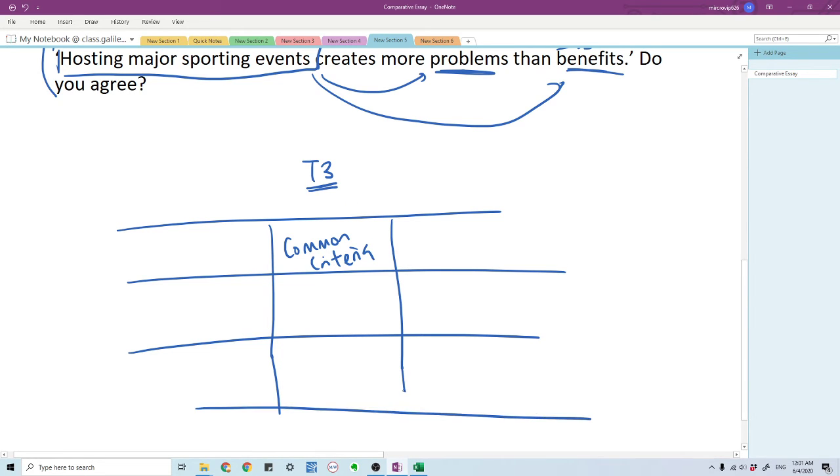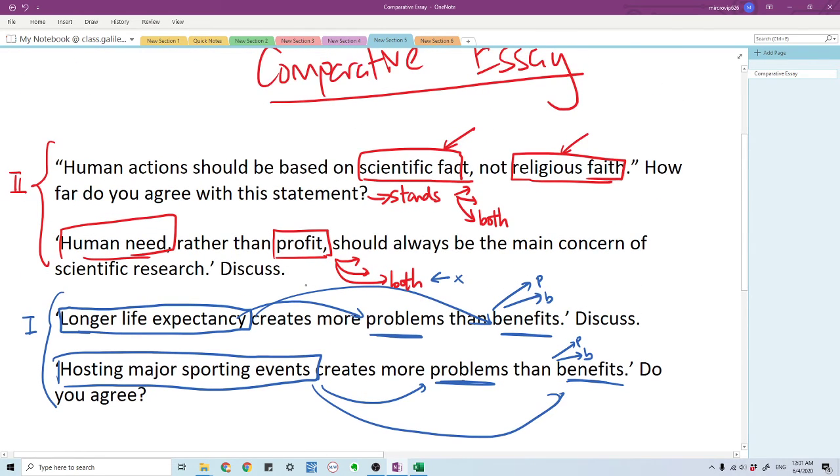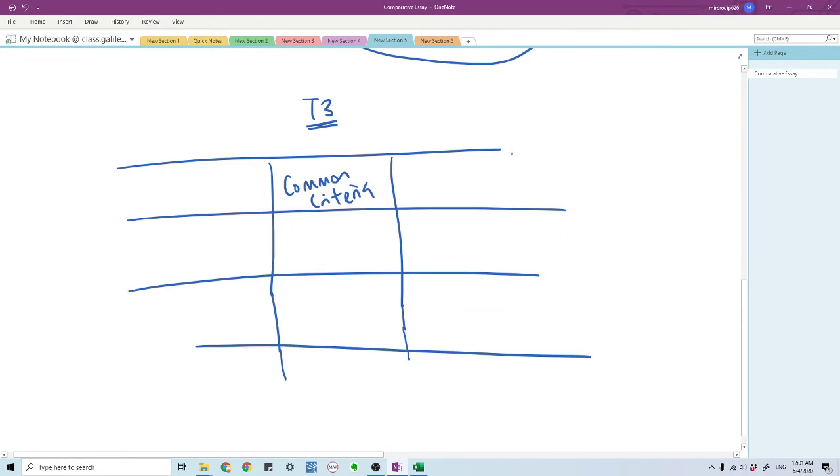So to address comparative essay questions, in my opinion, I know different schools will teach it differently, but the most convincing way for you to do it is to come up with a common criteria. Consider the first question we have. Human action should be based on scientific fact, not religious faith. I have science on one side, I have religion on the other. So let's consider the common criteria. I know it will be quite hard if I just tell you, okay, think about common criteria. You wouldn't know what to do. But let's think of individual points that we can bring in first.